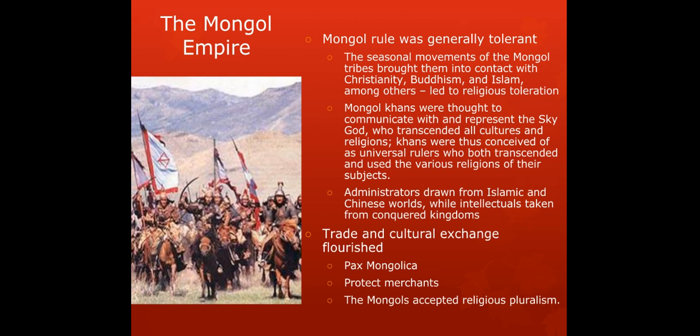Mongols in the beginning worshipped nature spirits who were prayed to for protection. Within the families, shamans had the special task of mediating between the deities and the Mongols. There were also Nestorian Christians preaching among the Mongols, and there were also 2 basic social classes in society. You have ordinary Mongols and then the families of the chiefs. So social classes really aren't that distinctive yet. The Khans were thought to communicate with and represent the sky god, who transcended all cultures and religions. Khans were thus conceived as universal rulers who both transcended and used the various religions of their subjects. So again, this is part of why they're so tolerant.